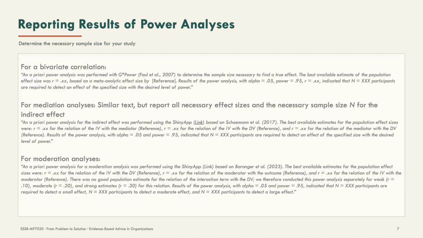But importantly, you always need to mention the following things. First, the software that you use to conduct the power analysis, including a reference. Second, the population effect size estimates that you used. Third, the significance level. Fourth, the desired power, 80% or 95% usually. And last, the results of the power analysis. In other words, the required sample size to achieve sufficient statistical power.